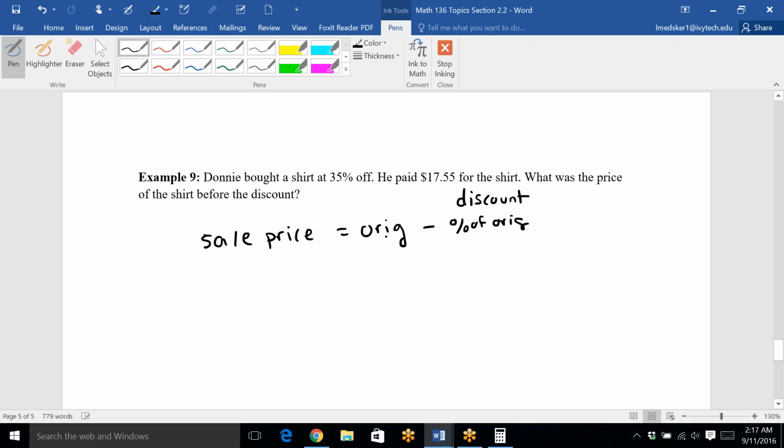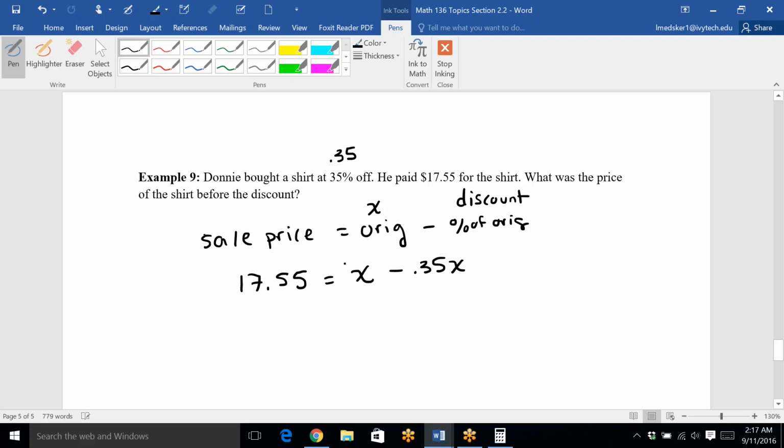So the shirt is going to be 35% off. We were going to use that as 0.35. He paid $17.55 for the shirt, so that's his sales price. So X is going to be the original. So we have X, and then we're also going to have minus 0.35 times X, because you can't just subtract 35. That would look like you're going to subtract 35 cents. You have to do a percent of the original, so X has to show up in both.